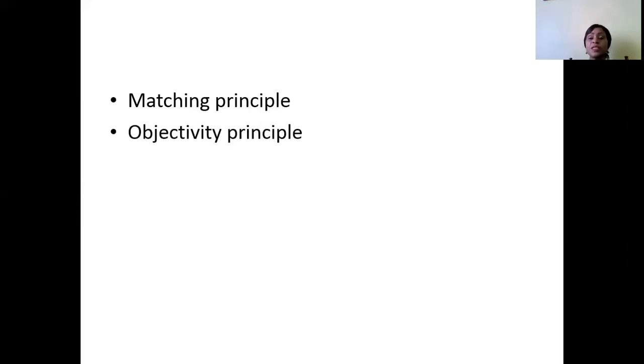Next, we have the objectivity principle. According to this principle, the measurements used in recording transactions should be unbiased, which implies that they can be independently validated by an independent person. The next principle is the consistency principle. According to this concept, similar items should be accorded the same treatment, and this treatment should be the same year after year.